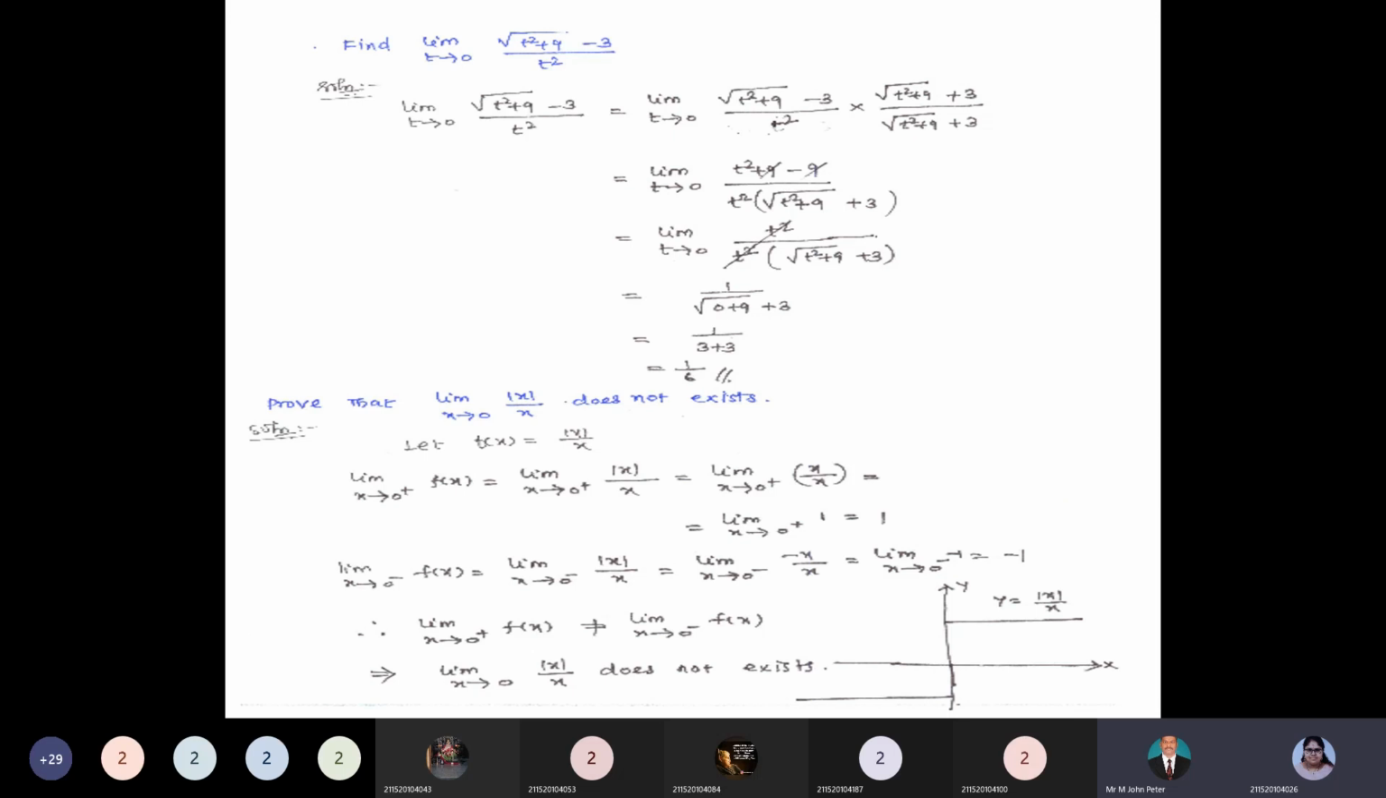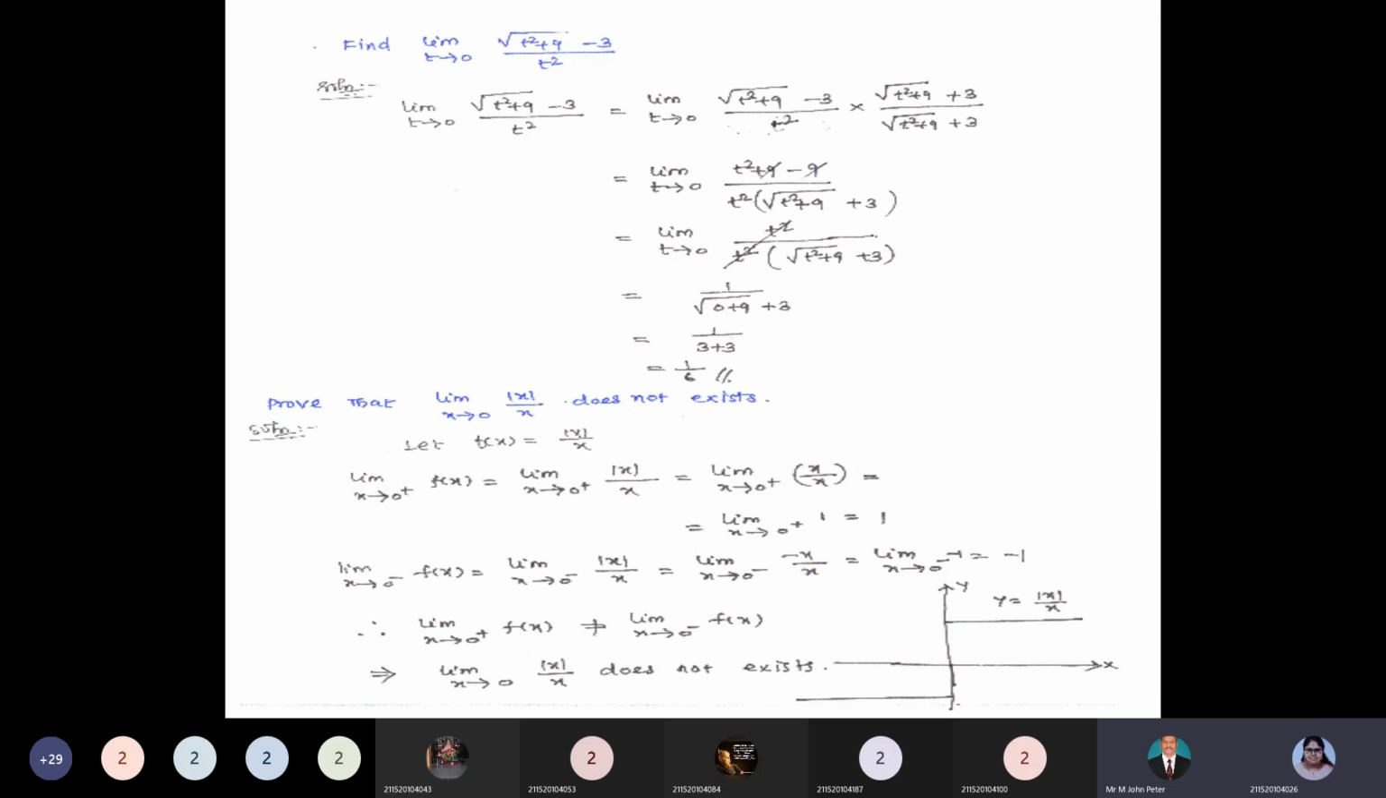So t square plus 9 minus 9 in the numerator, and the denominator is a different value only. So that is t square, root of t square plus 9 plus 3. So in the numerator the 9 gets cancelled, only t square. The denominator is t square into root of t square plus 9 plus 3. So hence we can eliminate the numerator t square and the denominator t square. Now we can apply the limit t tends to 0. When the numerator t square gets cancelled, it becomes 1, not 0. Okay, careful. That is value 1 in the numerator, not 0.